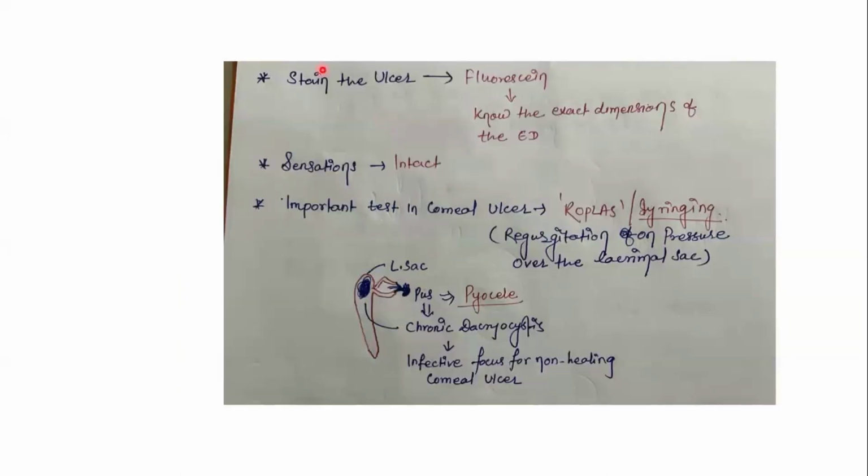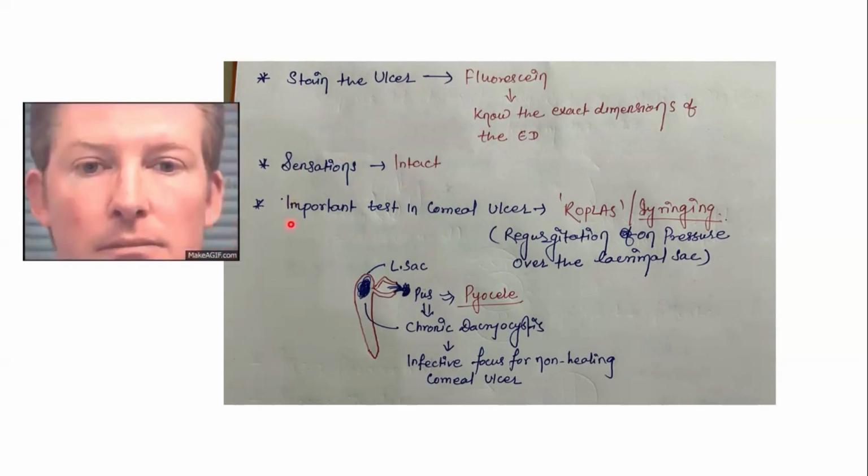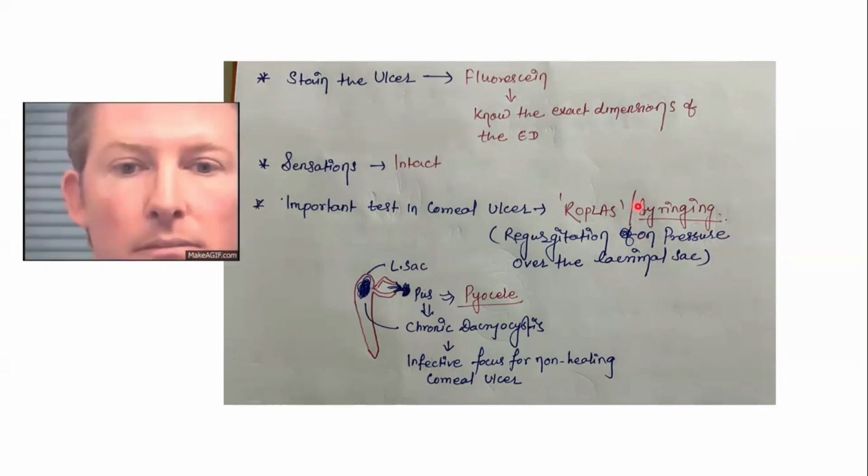The next important step is to do corneal staining. Always stain the corneal ulcer with the help of fluorescein dye, just to know the exact dimension of the epithelial defect. And then check the corneal sensation, whether it is intact or reduced. And one of the most important tests in corneal ulcer which you must do is the ROPLAS test, or syringing. ROPLAS stands for regurgitation on pressure over the lacrimal sac. So why is it important to do the ROPLAS test or the syringing test?